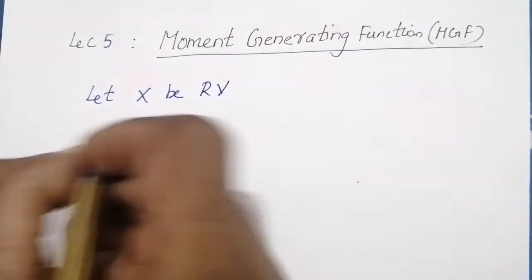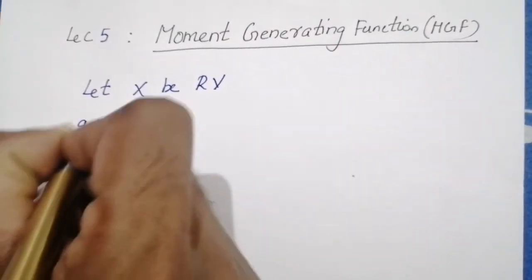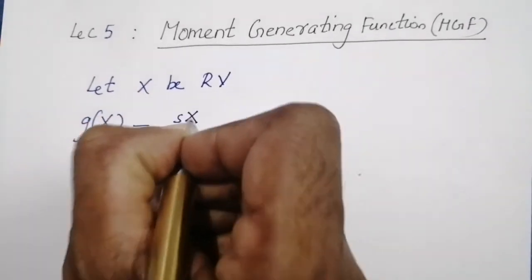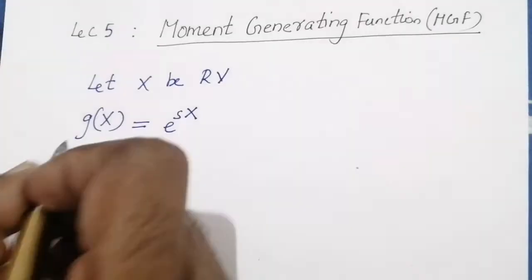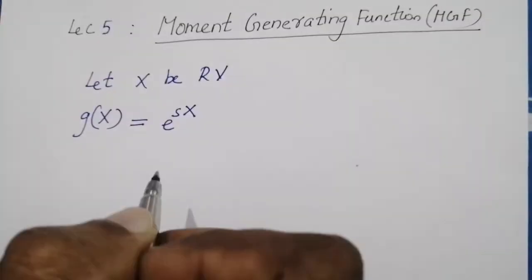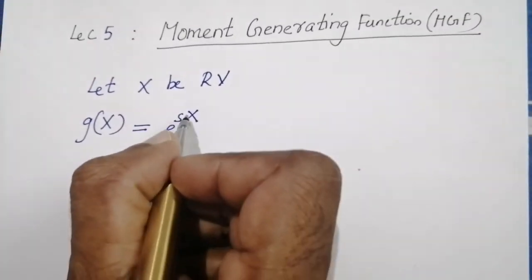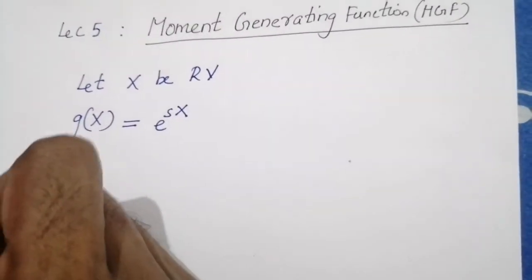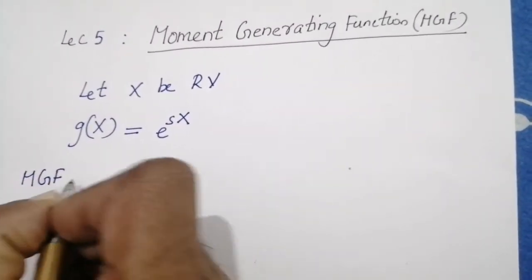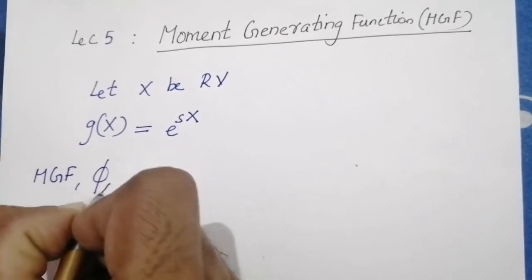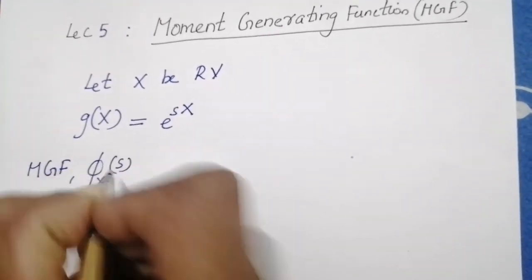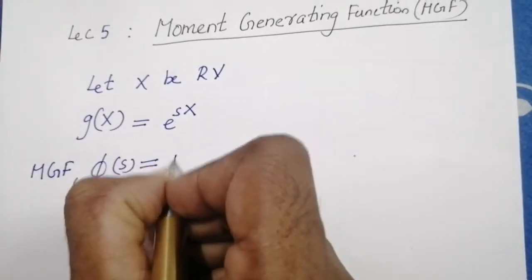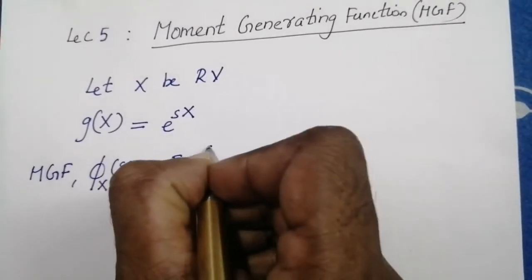We define a function of the random variable, g of x. Let g of x equal e raised to sx, where x is the random variable and g of x is a function of the random variable x. Now, the moment generating function is denoted as phi x of s, and it is defined as the expectation of e raised to sx.